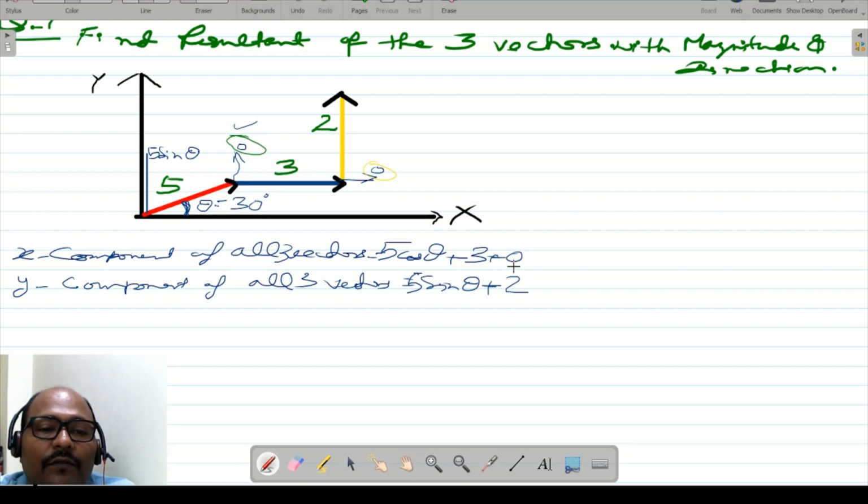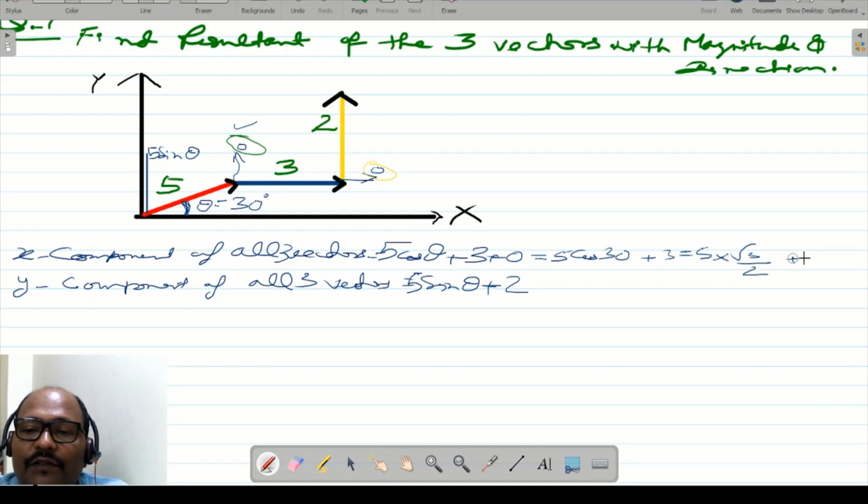Now what will be the value? Let us put it. 5 cos theta plus 3 equals 5 cos 30 plus 3. Do you know, students, the value of cos 30 is root 3 by 2. So 5 root 3 by 2 plus 3. And similarly, 5 sine 30 plus 2 equals 5 into 1 by 2 plus 2, because the value of sine 30 is 1 by 2. So 5 by 2 plus 2.